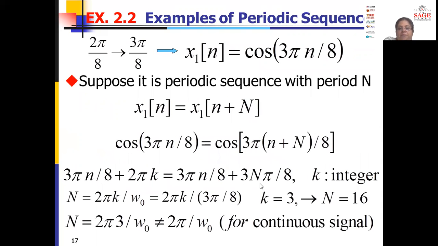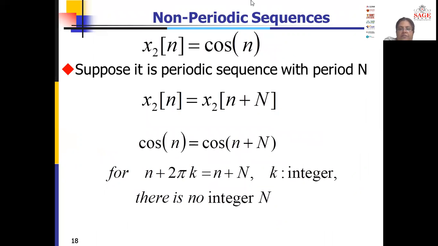These are the other examples where we can find out whether the sequence is periodic or non-periodic. If we consider x2[n] equals cos n, it represents that it is not a multiple of 2 pi, and we can say that for any integer k, there is no integer n. For any value of k, we are not finding the value of n as an integer, so we will say that this sequence will be non-periodic.